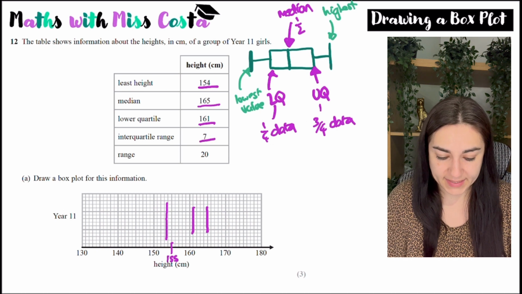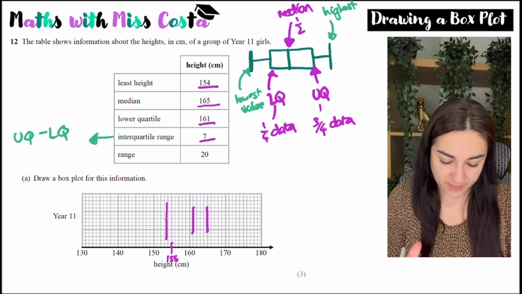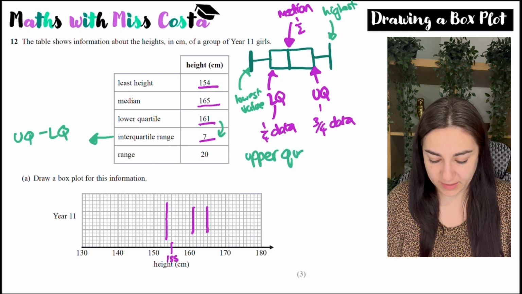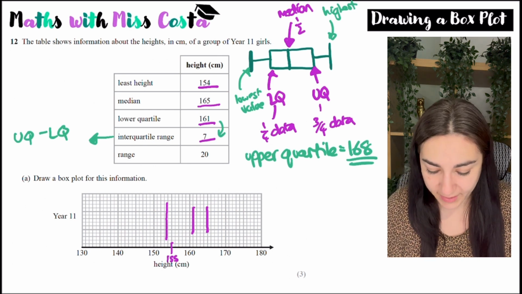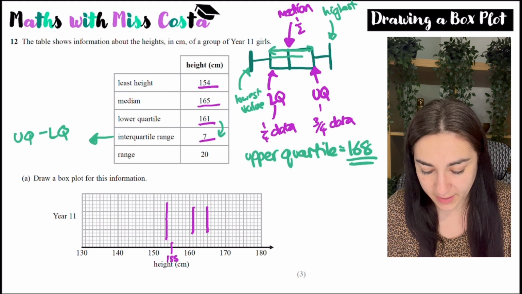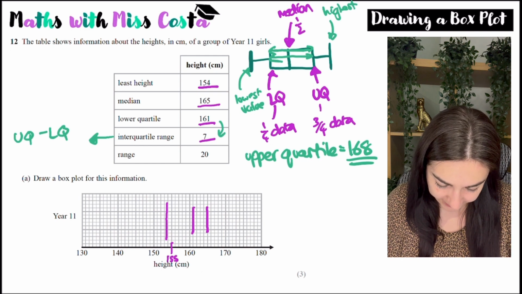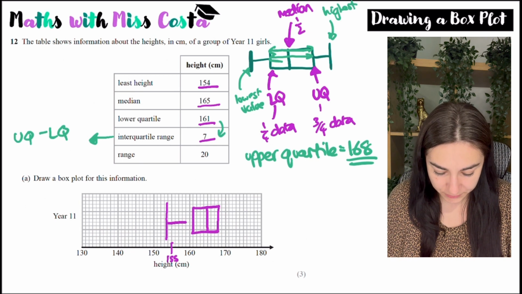The interquartile range is 7, so that tells me the interquartile range is the upper quartile take away the lower quartile, so the difference between the lower quartile and the upper quartile. So therefore 161 plus 7 is going to tell me the value of the upper quartile, so that's going to be 168. Okay, so 168 is over here. Then I can join this together. Once I've got my lower quartile, median and upper quartile, I can join this here.